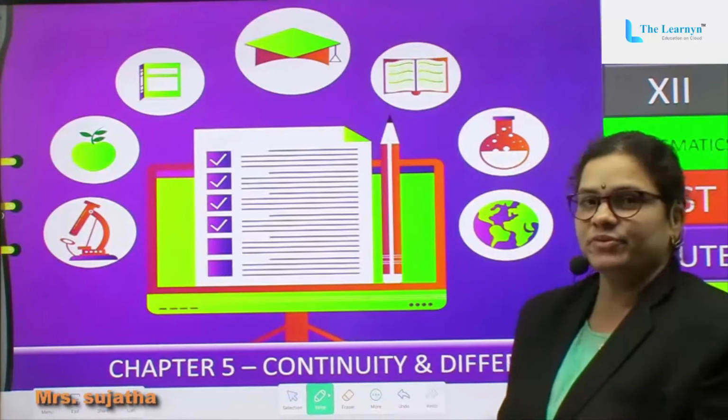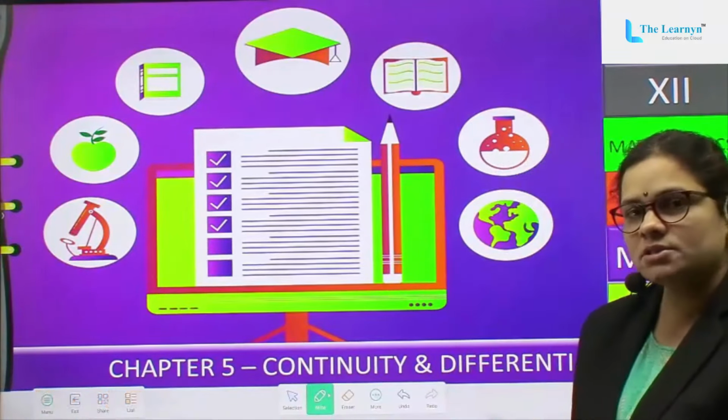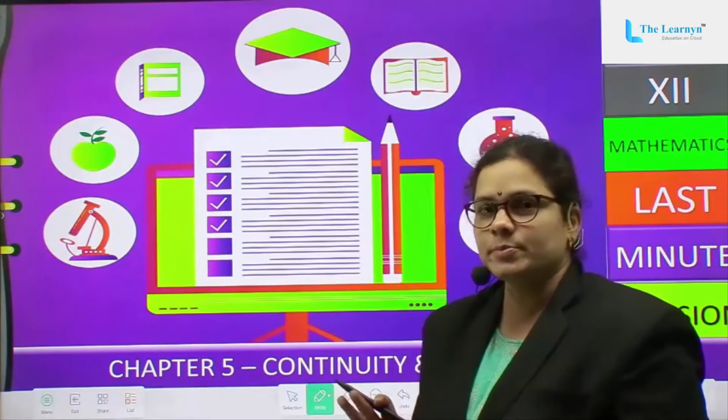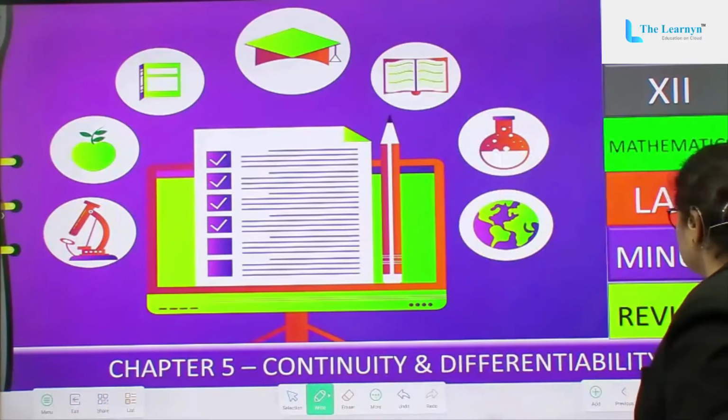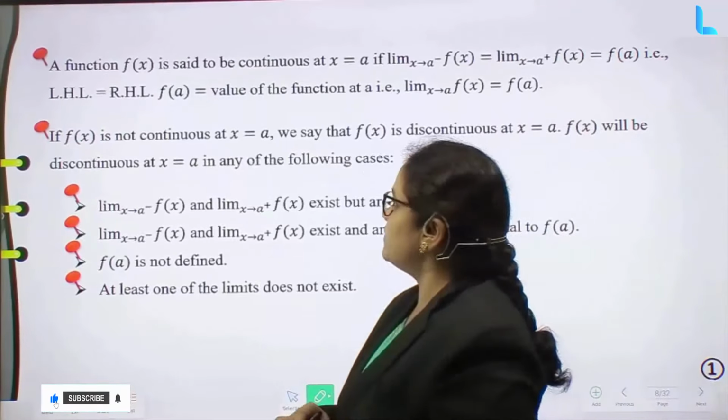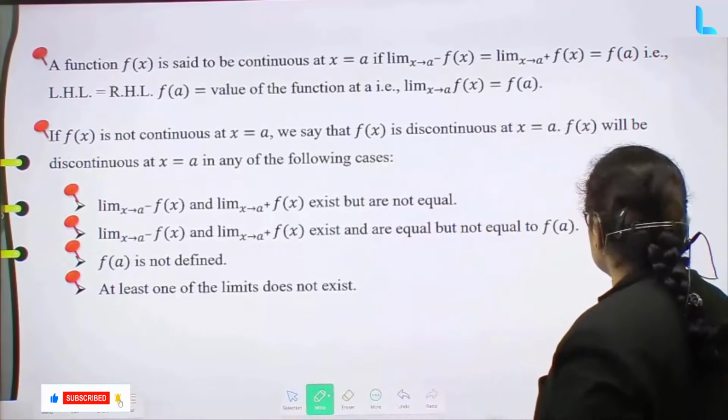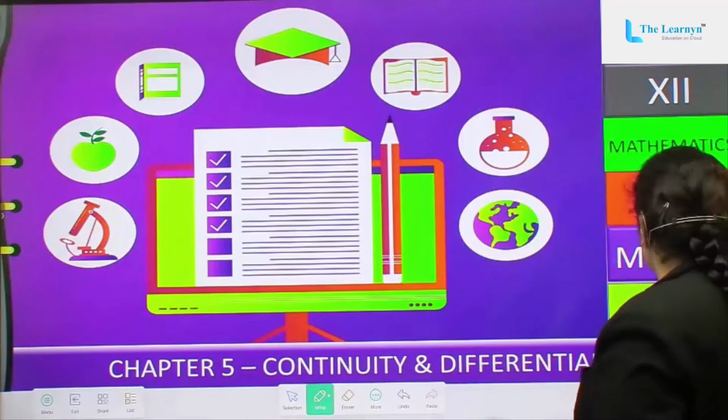In this Chapter 5, Continuity and Differentiability, last minute revision. What are the important quick revisions in this chapter? Let's see. A function f(x) is said to be continuous. That means the continuity definition, this one.